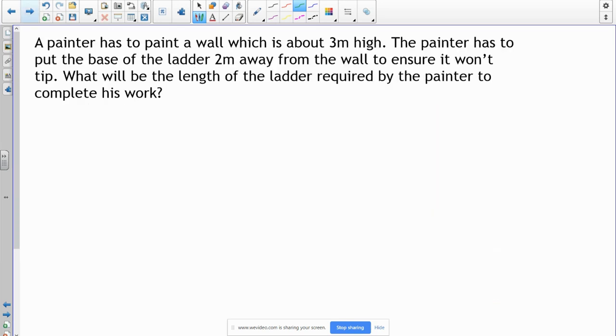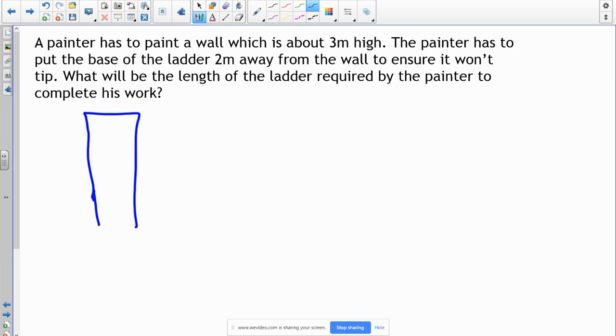Let's look at the next problem. It says a painter has to paint a wall that's 3 meters high. The painter has to put a base of the ladder 2 meters away from the wall to ensure it won't tip. What will be the length of the ladder required by the painter to complete his work? So first of all, I am always sketching my storyline out. I am a visual learner, so it makes a lot more sense to me when I see the picture.